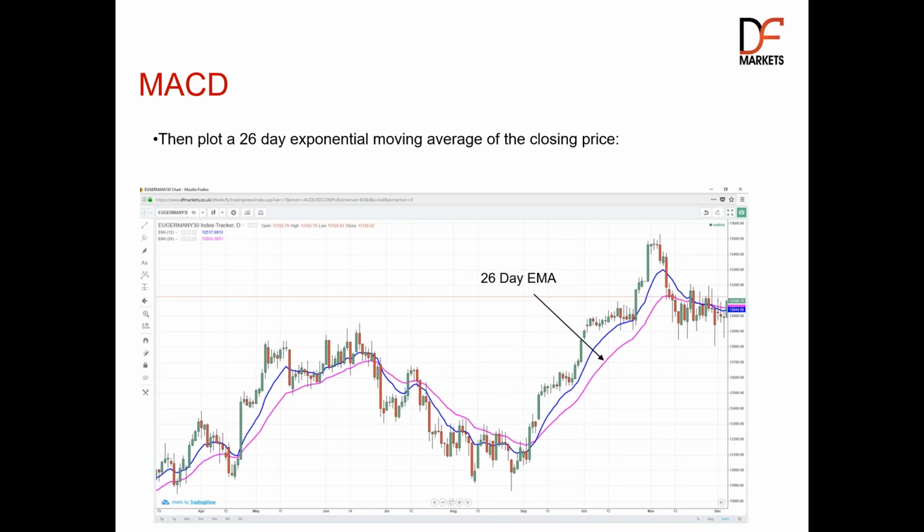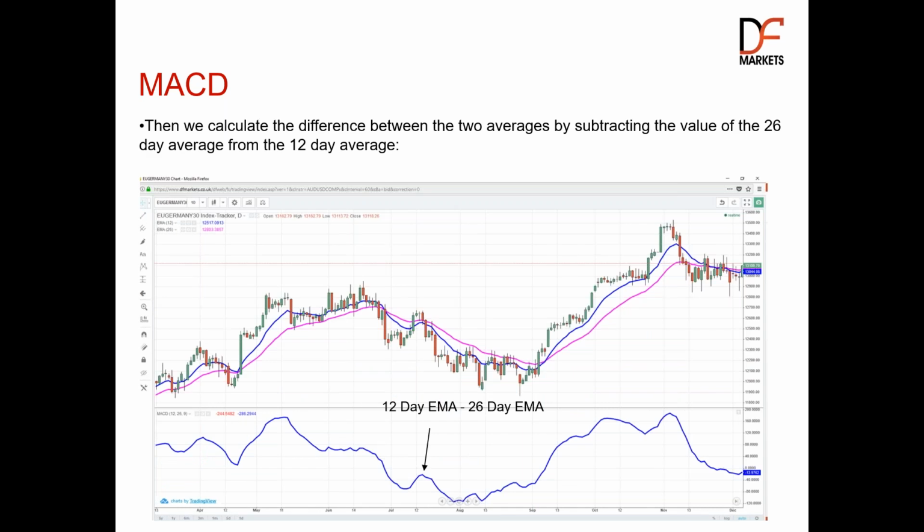We'll also plot a 26-day exponential moving average on our chart, which is that pink or purple line that we have on our chart. And then the next one is opening up a separate box on the bottom of our chart, and that blue line in that extra box at the bottom is plotting the difference between those two lines.